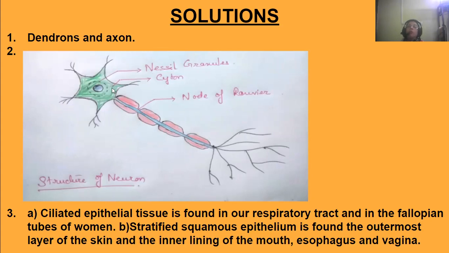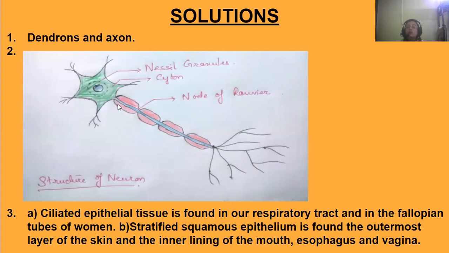Now, see, from the cyton, there are certain fibers coming out. These are the dendrons. One more thing I want to tell you, that these dendrons further divide to form dendrites. Now, one of the dendrons grows into a long fiber, that is known as the axon, which is covered by the myelin sheath. This is the myelin sheath. This is the axon, the long fiber which is grown from the cyton.